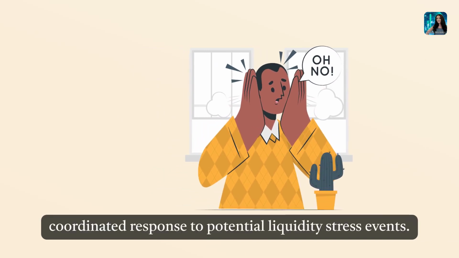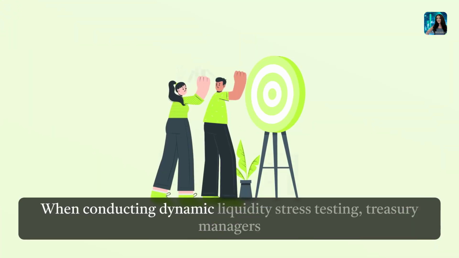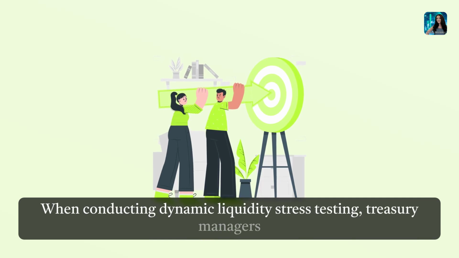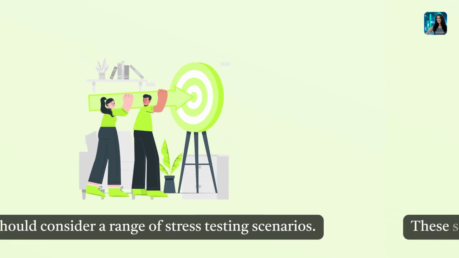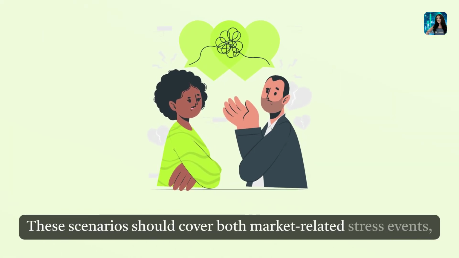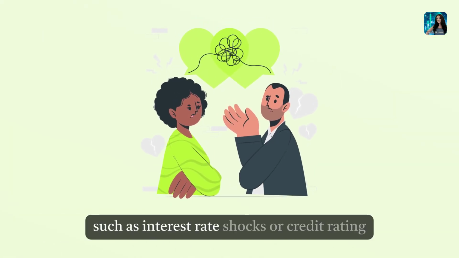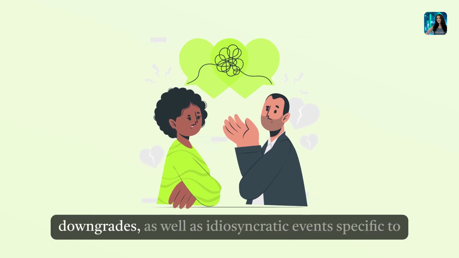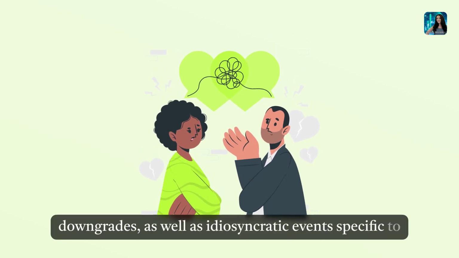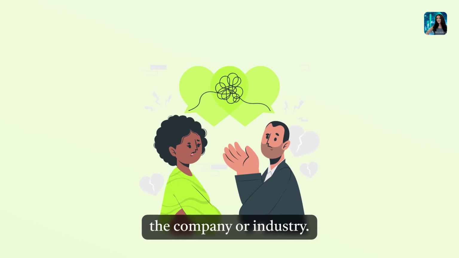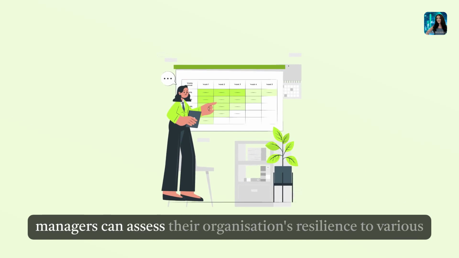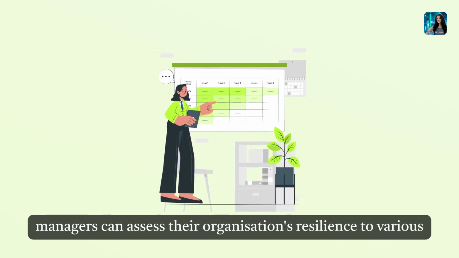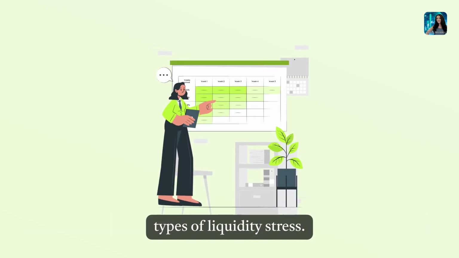Stress testing scenarios. When conducting dynamic liquidity stress testing, Treasury managers should consider a range of stress testing scenarios. These scenarios should cover both market-related stress events, such as interest rate shocks or credit rating downgrades, as well as idiosyncratic events specific to the company or industry. By testing a diverse set of scenarios, Treasury managers can assess their organization's resilience to various types of liquidity stress.